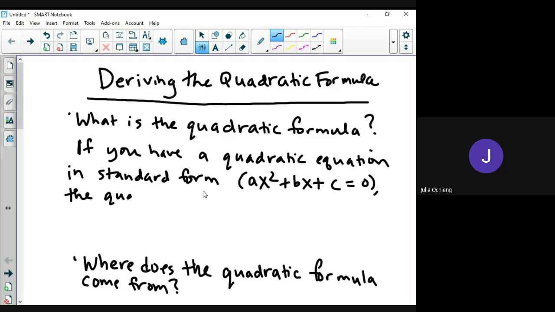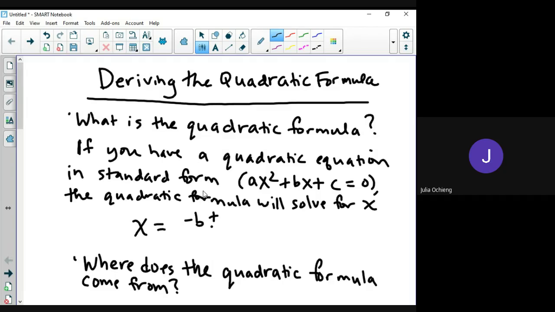The quadratic formula will solve for x. The actual formula itself is x equals negative b plus or minus square root of b squared minus 4ac, over 2a. All right, so being able to use that again is going to be in a different lesson.